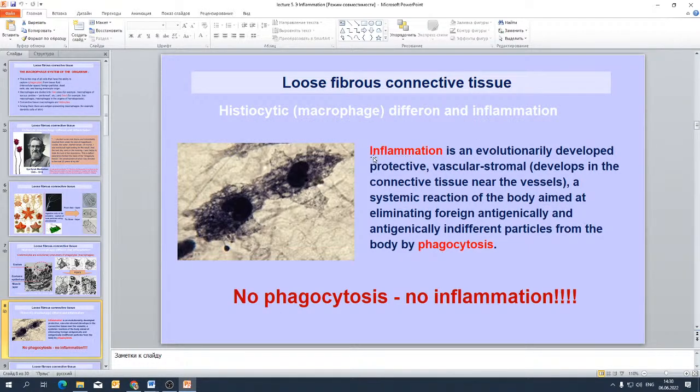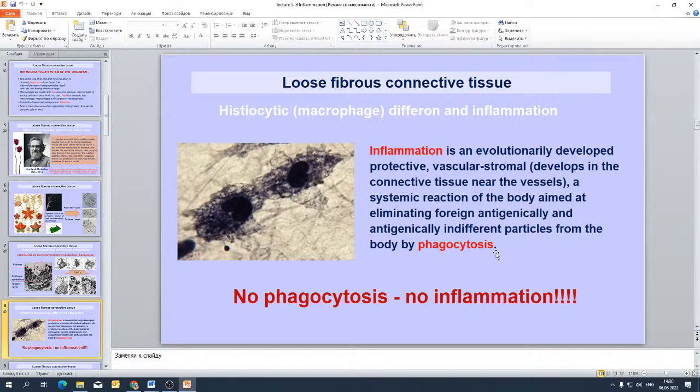I repeat about inflammation. Inflammation is an evolutionarily developed protective vascular-stromal reaction that develops in the connective tissue near the vessels, and a systemic reaction in the body aimed at eliminating foreign, antigenic and antigenically indifferent particles from the body by phagocytosis. You understand what evolution is, and what vascular-stromal is. I repeat about the vascular-stromal way.